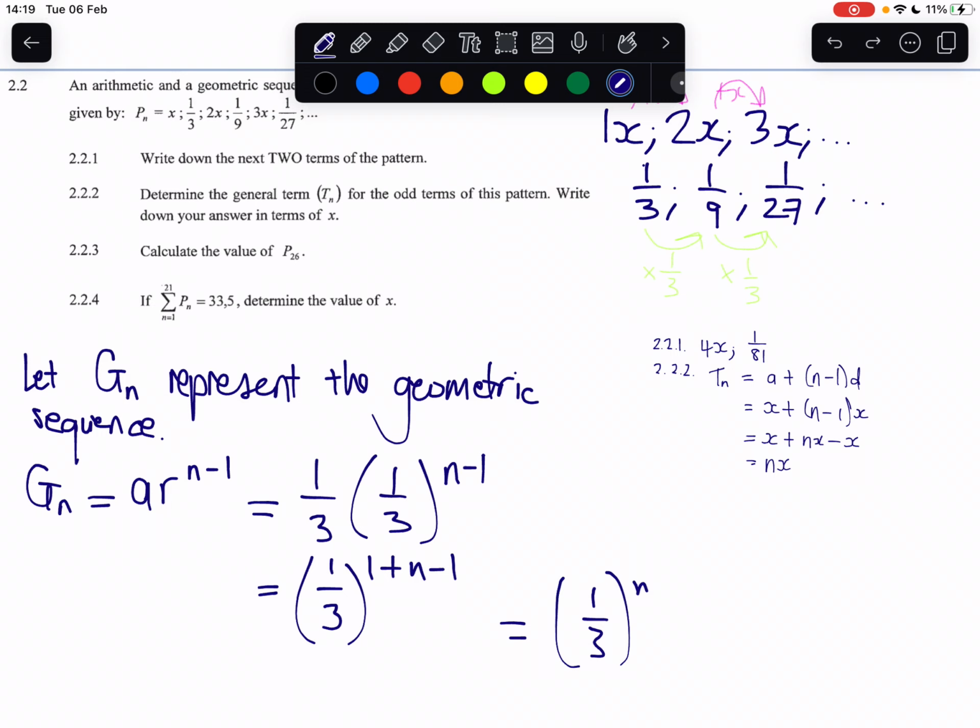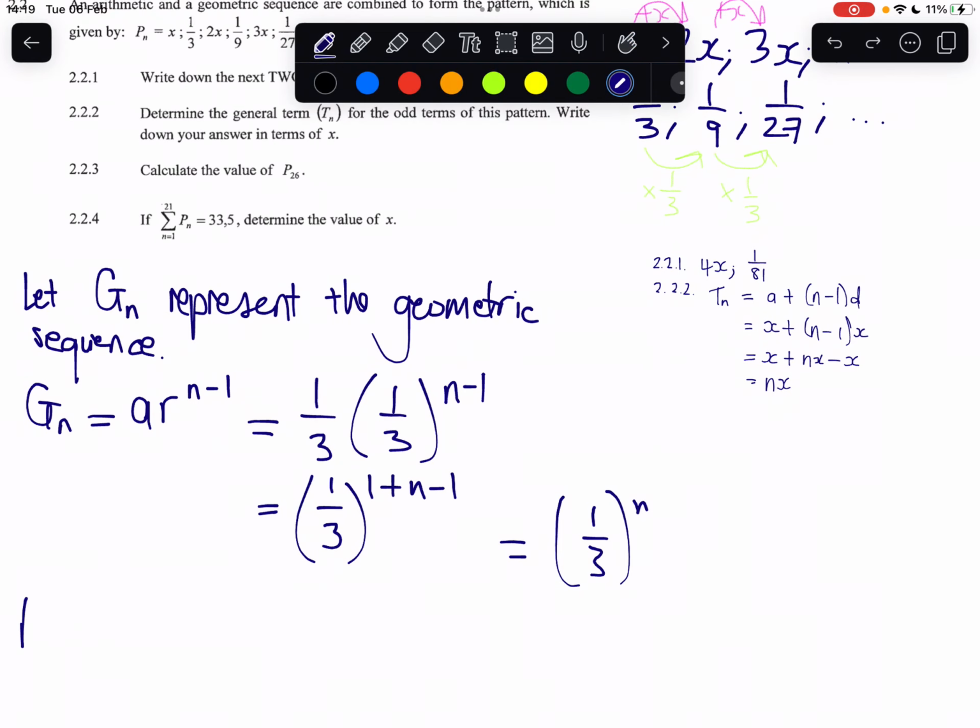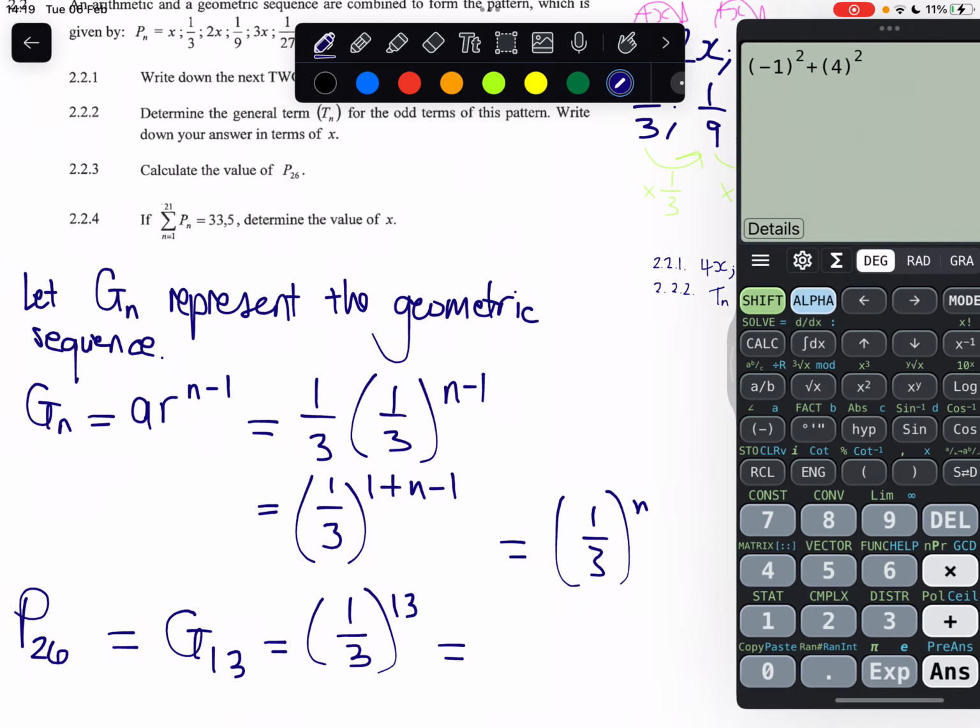the term. So now we're asked for P26, and P26 is the 13th term of the geometric sequence, right? Because term 1 is P2, term 2 is P4, term 3 is P6. So if we're looking for P26, we're actually looking for G13, the 13th term of the geometric sequence. So P26 is equal to G13, which is a third to the 13, whose value I have no idea.